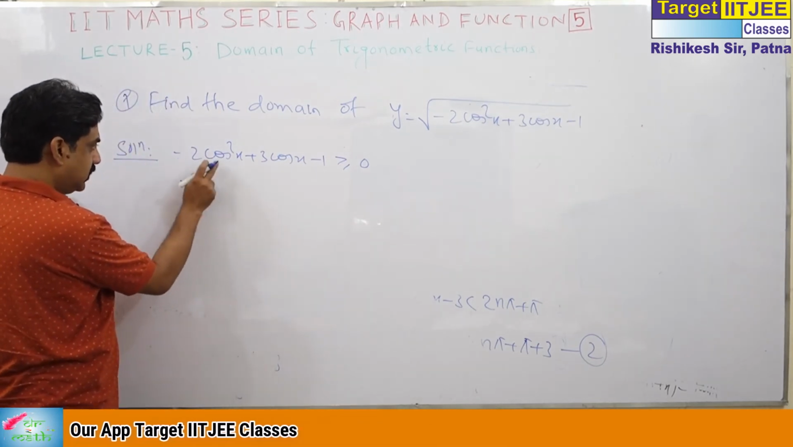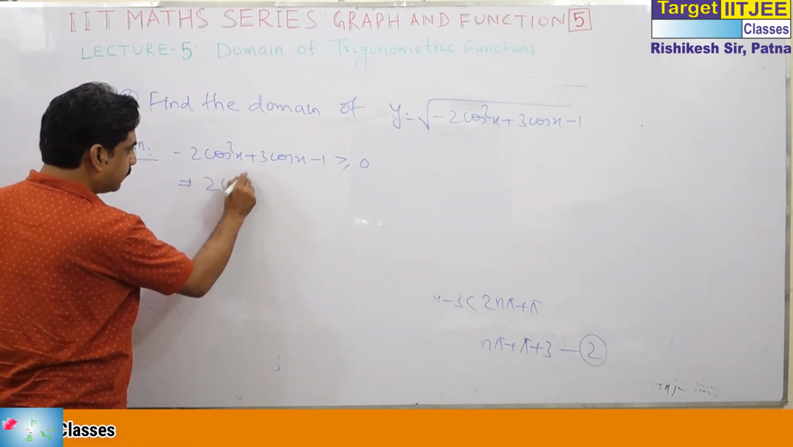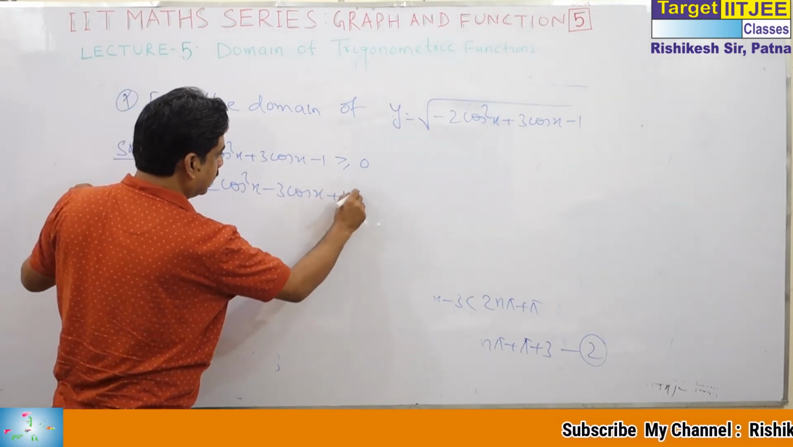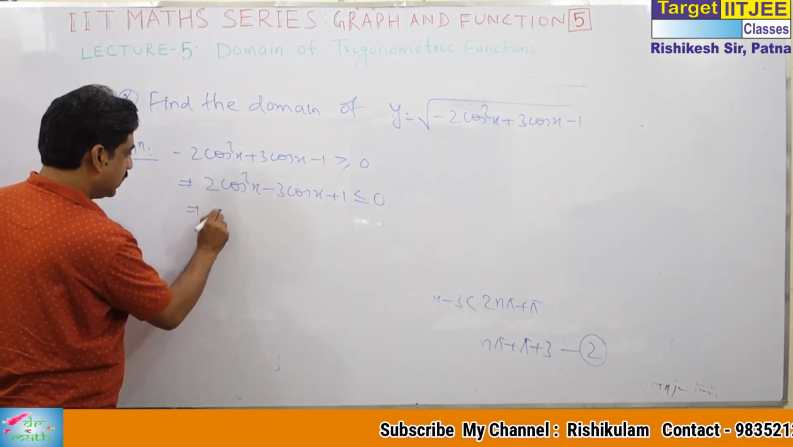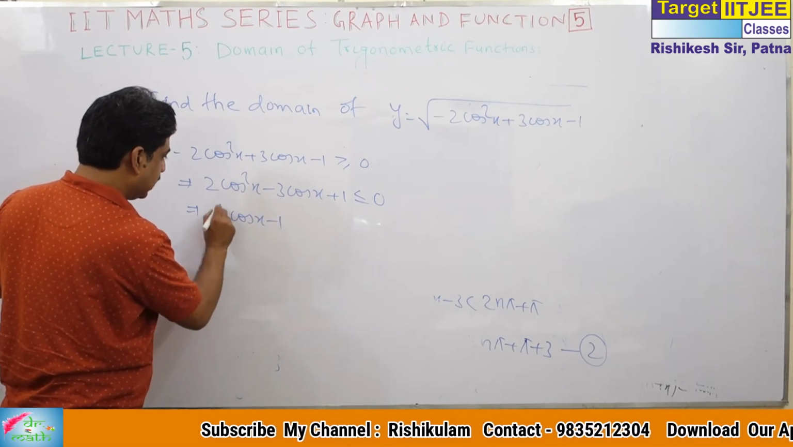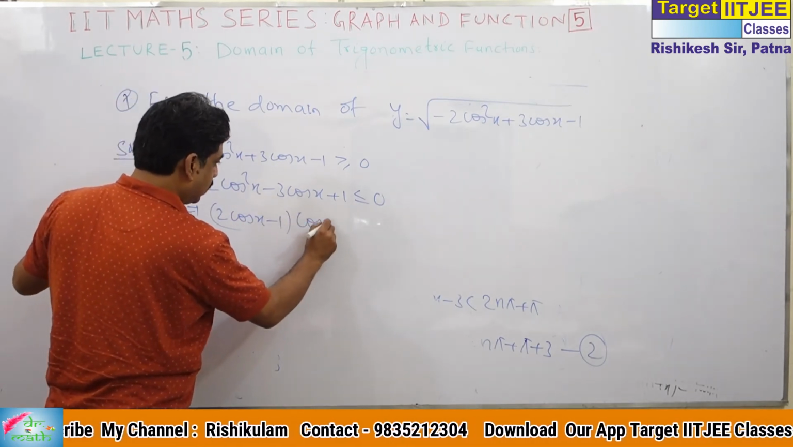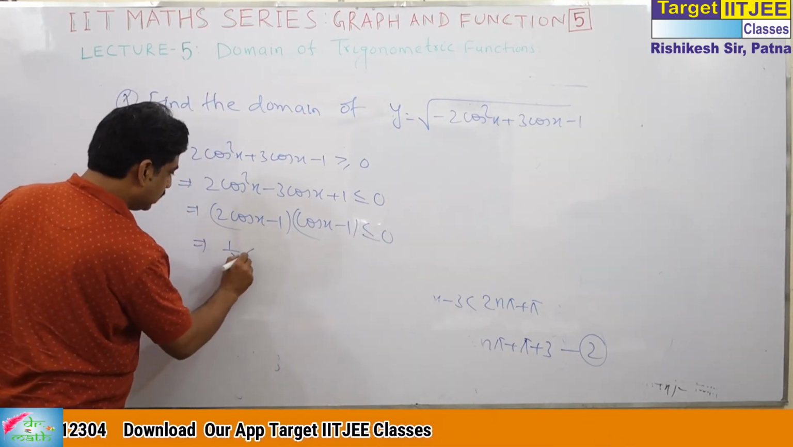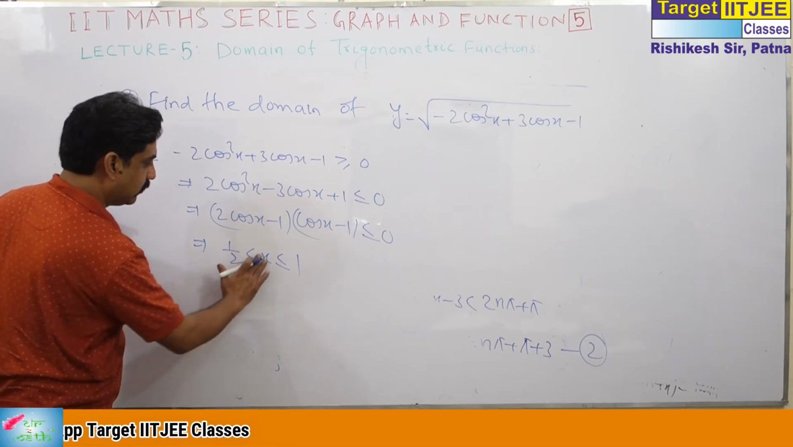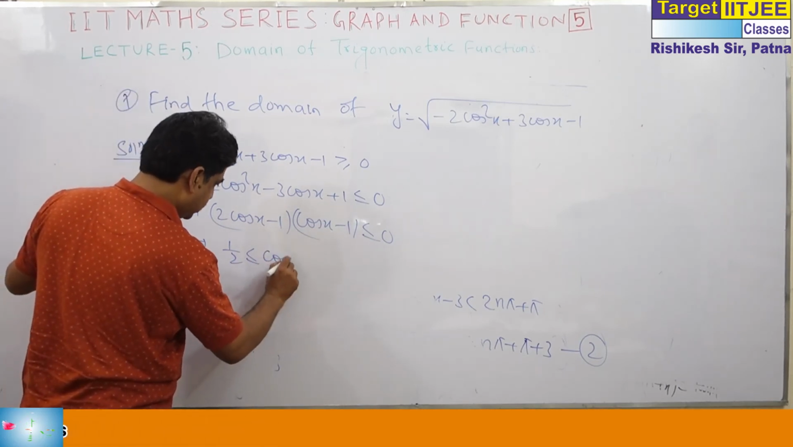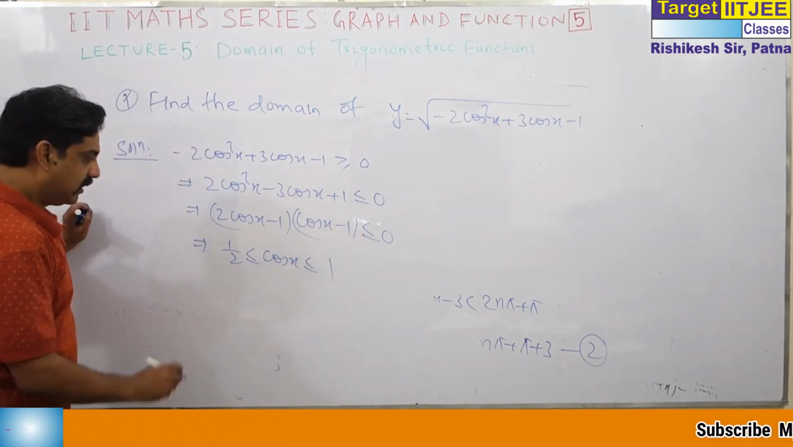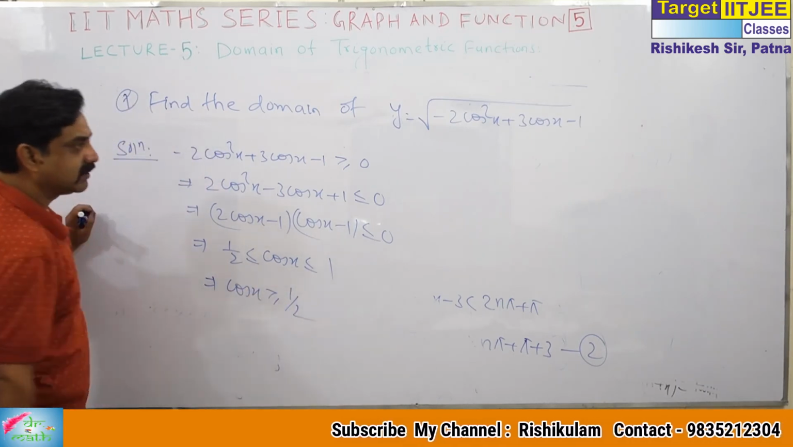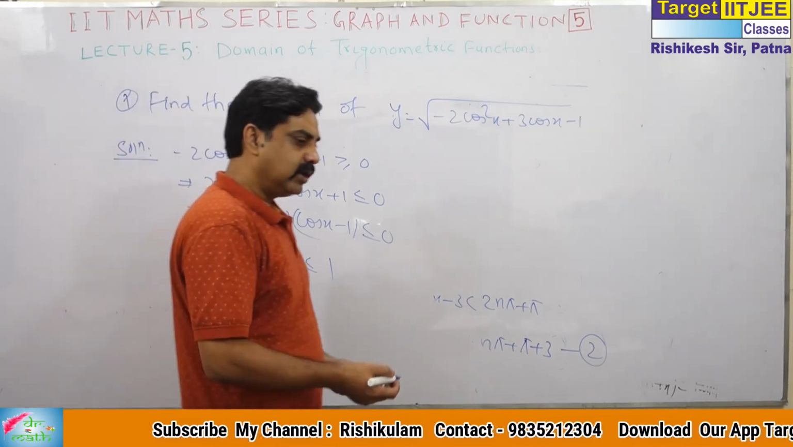If you make the leading coefficient positive, meaning multiply by minus 1, this is less than or equal to 0. This is what? 2 cos x minus 1 into cos x minus 1 less than or equal to 0. The roots are 1 by 2 and 1. Simply, it means cos x is greater than or equal to 1 by 2. You have to do this.